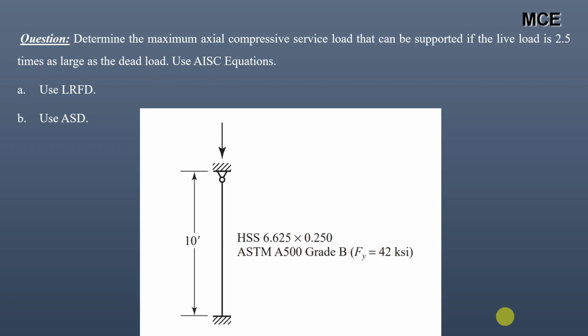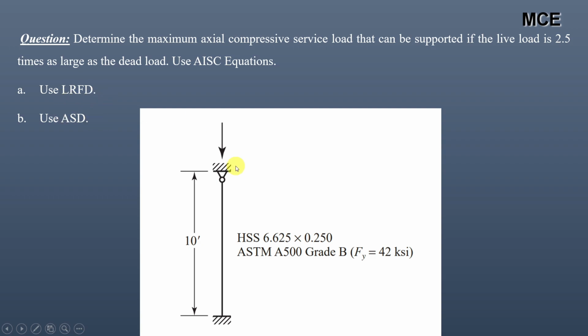In this video, you will learn how to find the maximum axial compressive service load that a column can support using the AISC equations. I have been given a question which states that we have to determine the maximum axial compressive service load that can be supported if the live load is 2.5 times as large as the dead load, and we have to use the AISC equation for both LRFD as well as the ASD.